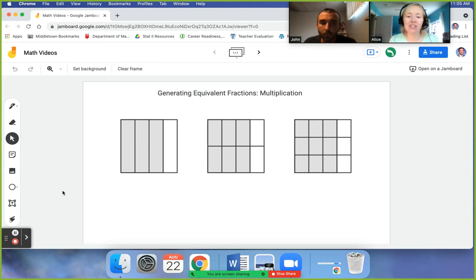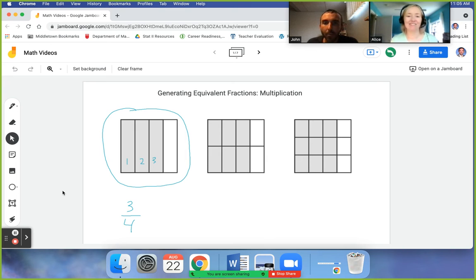So I'm going to start by just taking a look at that image on the left. If I were to write this as a fraction, I would just count how many parts it's divided into. And I'd say, okay, that's 4 parts. That's going to be my denominator. And then I would count how many are shaded. And I've got 1, 2, 3 shaded parts. So I'd say, okay, the shaded portion is 3/4 of the whole. Now, John, from there, I understand we're going to learn how to generate equivalent fractions.